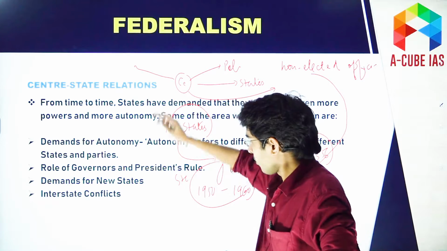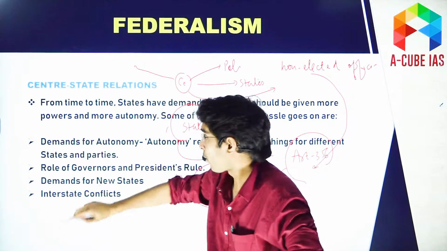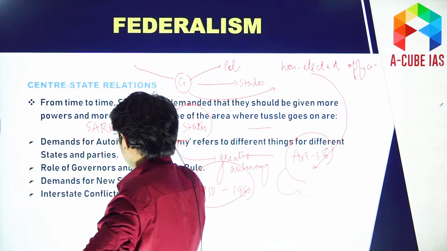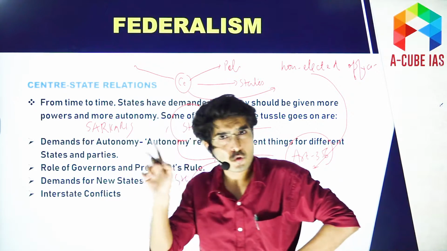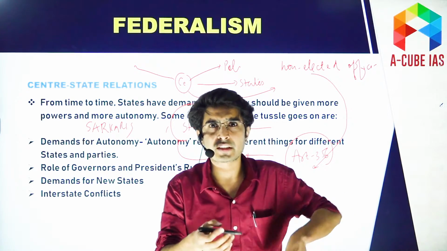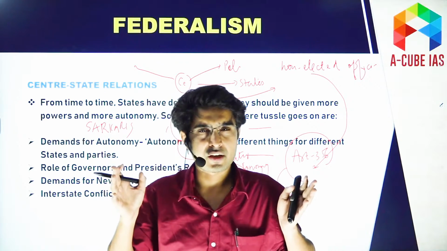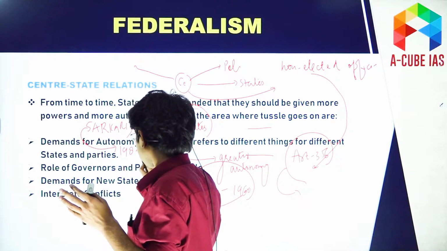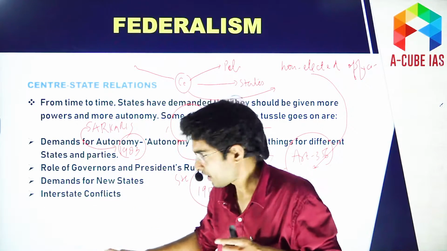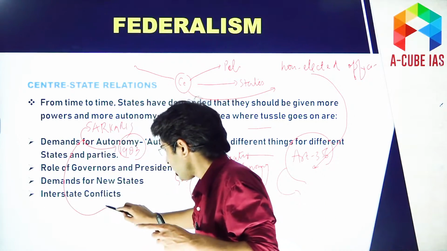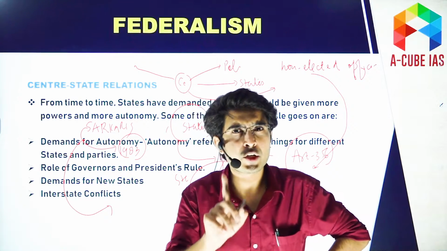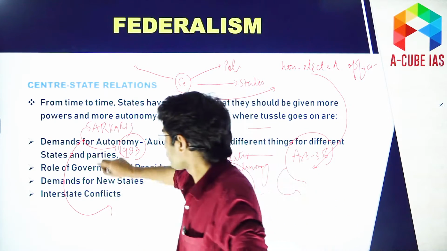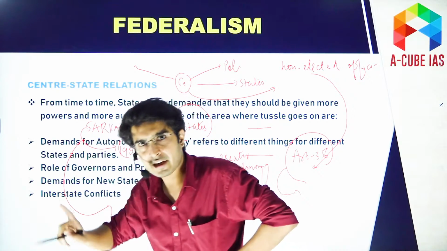That's why the office of governor remains highly controversial. Here you can remember about the Sarkaria Commission. This Sarkaria Commission was constituted to review the center and state relations. It was constituted in 1983. You can remember this fact. And it recommended that the governor should be a non-partisan, neutral person.